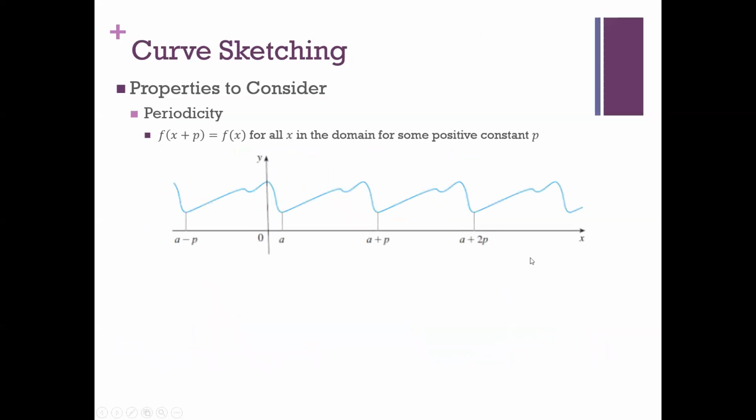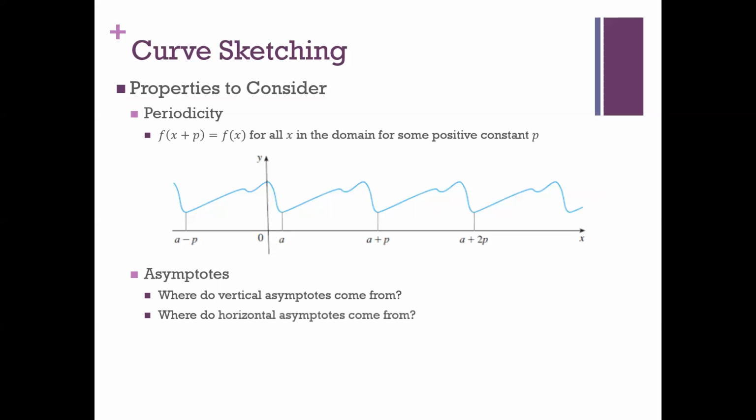What else? Periodic functions. What are the most common periodic functions we talk about or you use all the time? Sine and cosine. So trig functions are, by definition, periodic. They have a behavior that repeats every so often. In this case, every p.